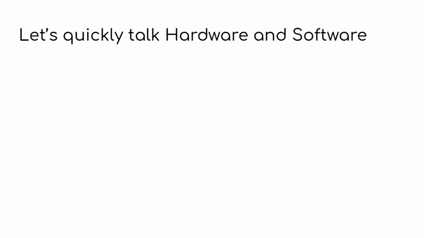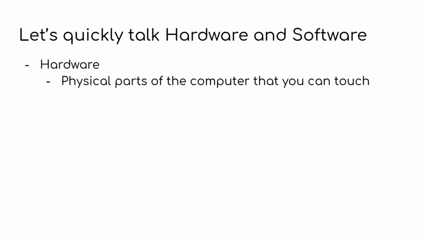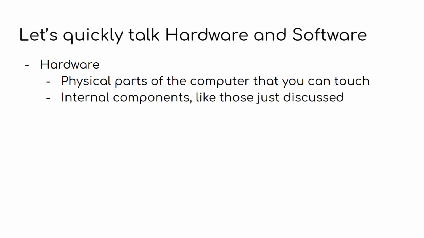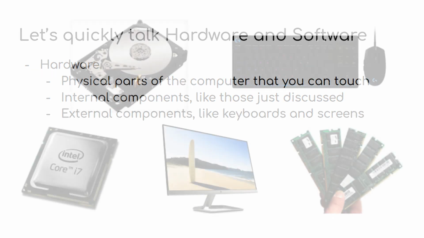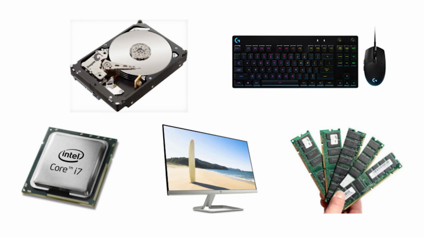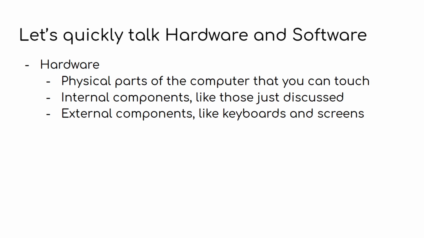Let's just quickly talk about hardware and software, just because I haven't really spoken about it yet, and we're going to be talking about software in the next video. So hardware is what we've been speaking about so far, okay? It's the physical parts of the computer that you can actually touch. This is what we classify as hardware. So these are internal components like the ones that we've just discussed, but also external components like keyboards and screens. So internal components, memory, processors, storage, all of that's inside our computer, be it inside of our phone or inside of our computer case or inside of our laptop. All of these devices have these three components, and they're all considered hardware because they're actually physical components.